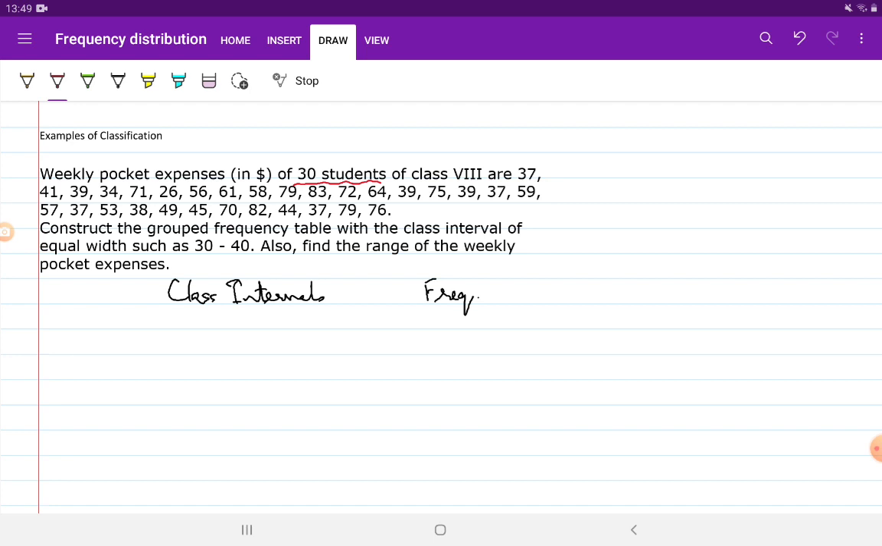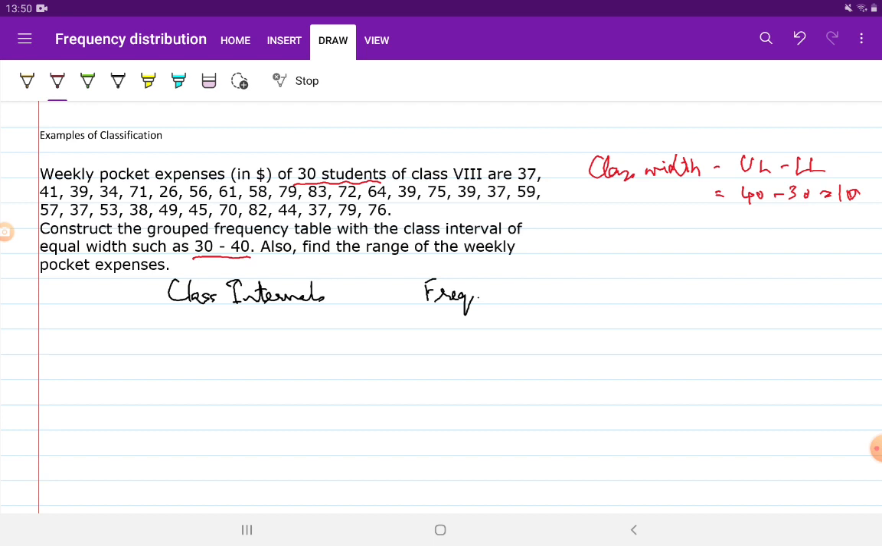Remember that class width is equal to the upper limit minus the lower limit of any class interval that you're taking, such as 30 to 40. So class width here is 40 minus 30, that they are suggesting is a class width of 10 units. Right? So let's see how we can solve this.